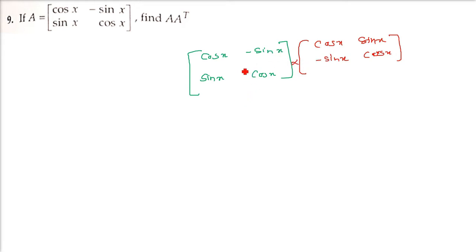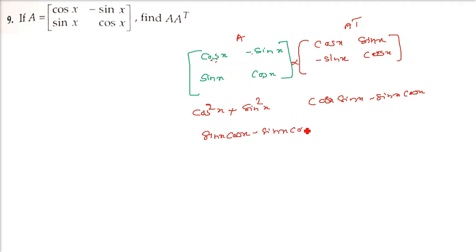Now multiply them. So first row of the first matrix with the second matrix's first column. Cos x and cos x is cos squared x. Minus sin x and minus sin x is minus sin square x. Minus minus plus, so cos square x plus sin square x. Now first row with the second column, cos x sin x is cos x sin x. And then we have minus sin x cos x. Now second row with the first column, sin x cos x and minus sin x cos x. Now second row with the second column, sin square x, cos x is cos square x.